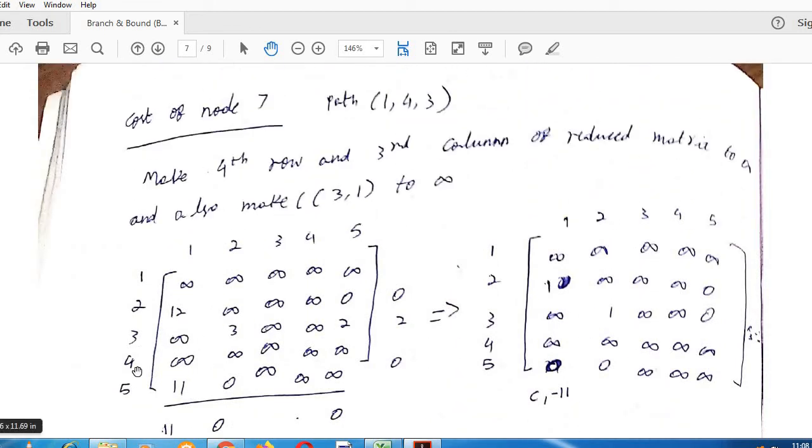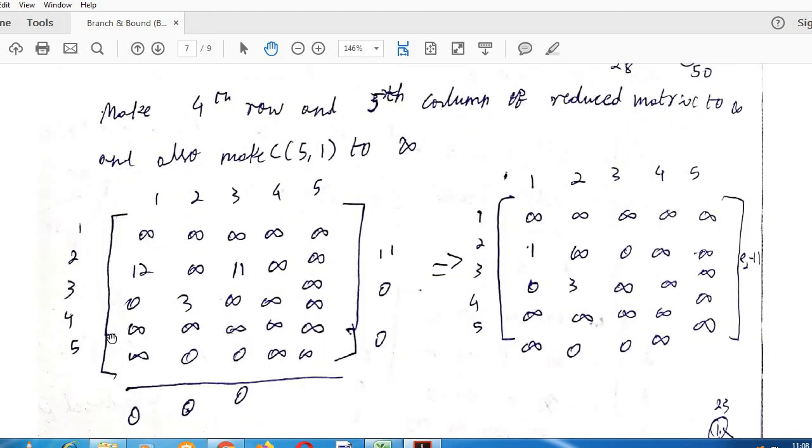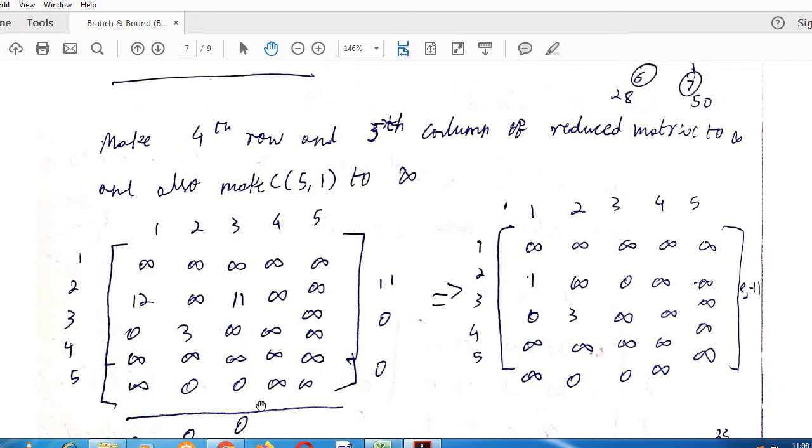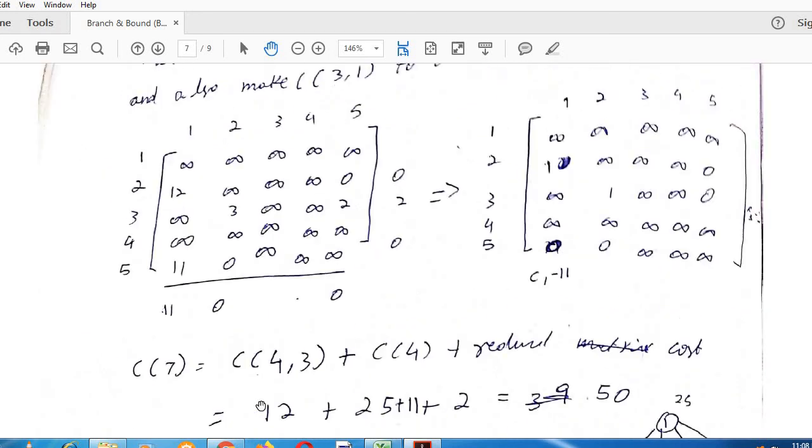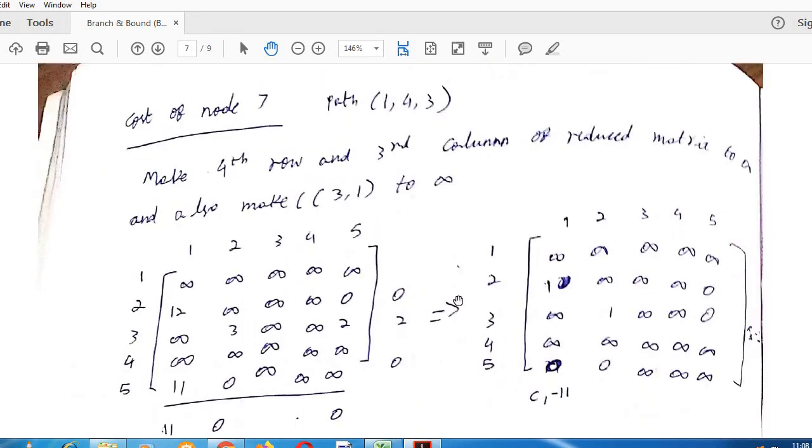So third row and fourth column elements. So fourth row and third column elements will be reduced to infinity, as you can see.